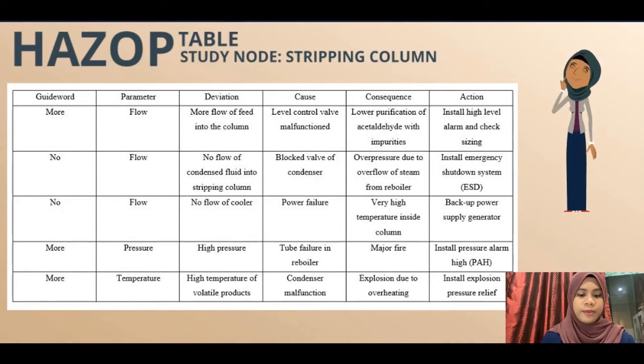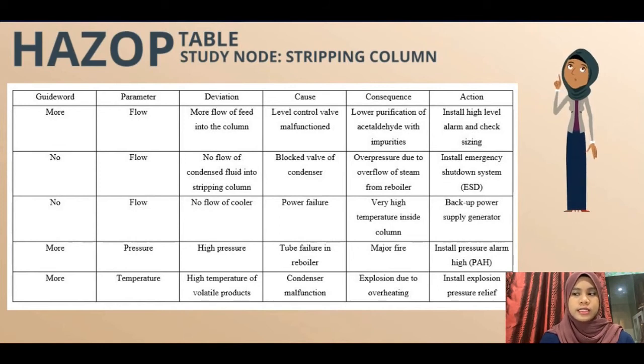And the fourth one, what happens if there is more pressure in the column, which is caused by the tube failure in the reboiler? This event will then cause a very big fire, a major fire, which we can prevent by installing a pressure alarm high, which is PAH.